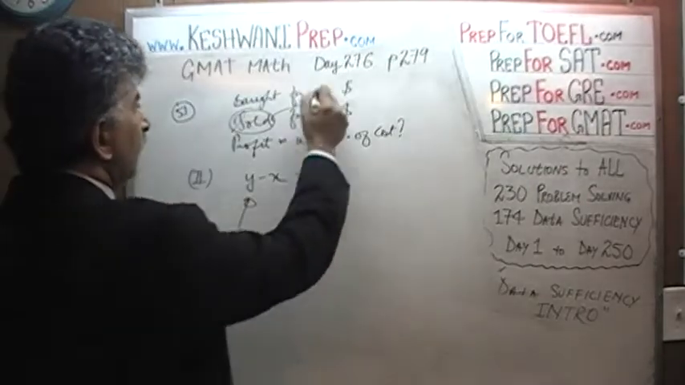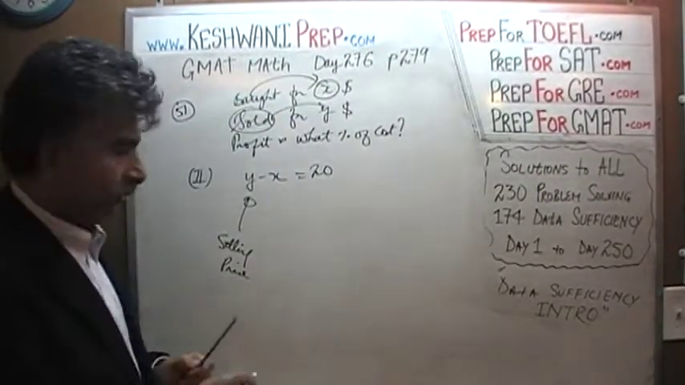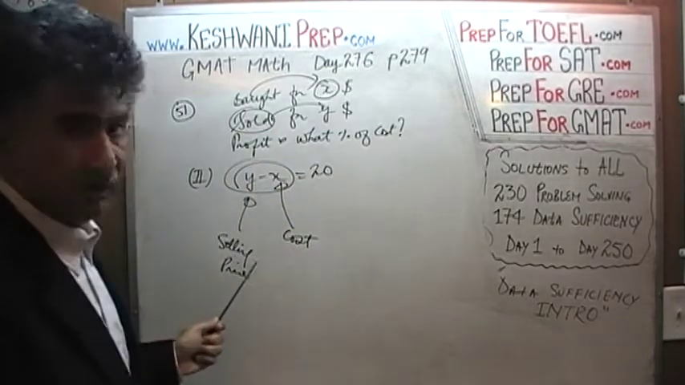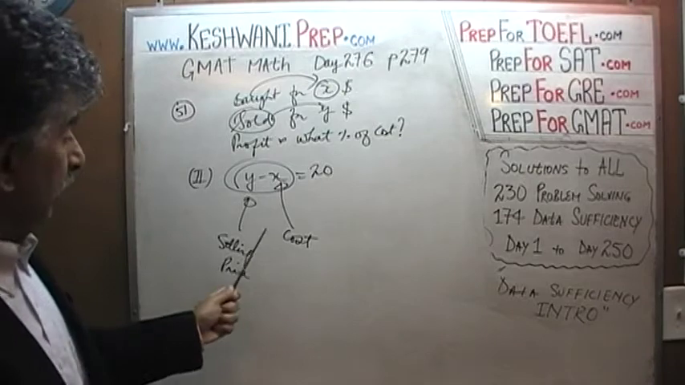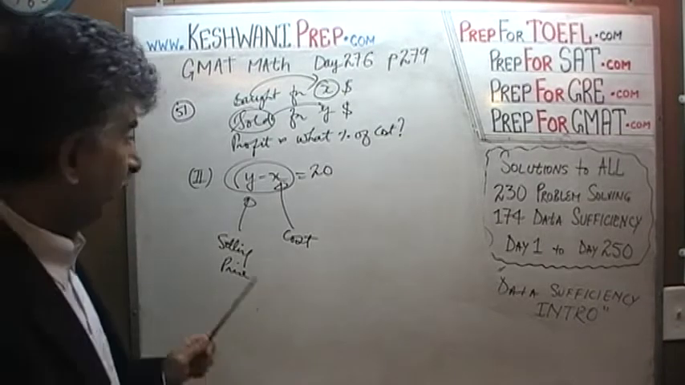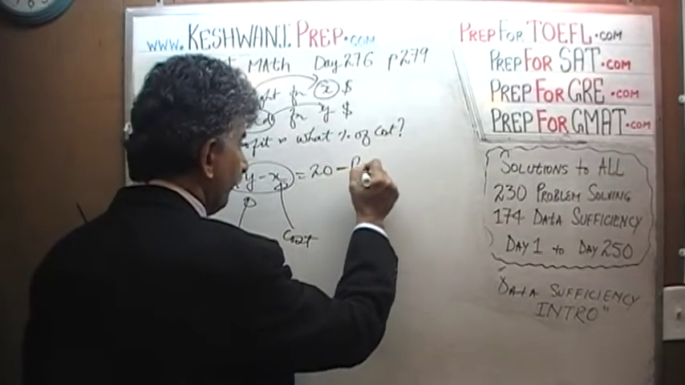X, we are told, is the amount that we bought it for. So that's our cost. And therefore y minus x is the difference between what we sold it for minus what it costs us to acquire it. But that difference represents our profit. So this amount is the profit.